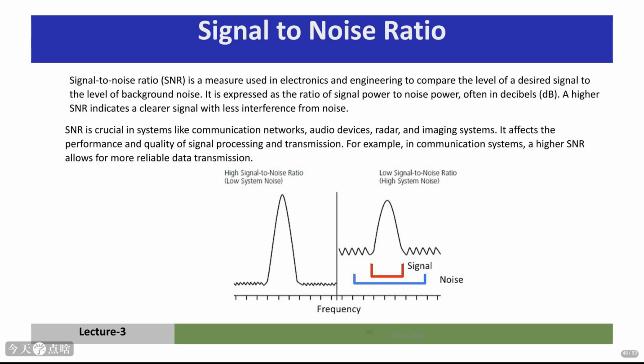Think of it as the contrast between the picture and the static on an old TV. High SNR is great for clear communication, accurate measurements, and good audio quality. Low SNR means the signal is buried in the noise, making it difficult to distinguish. The diagrams show the difference. High SNR on the left, low SNR on the right.